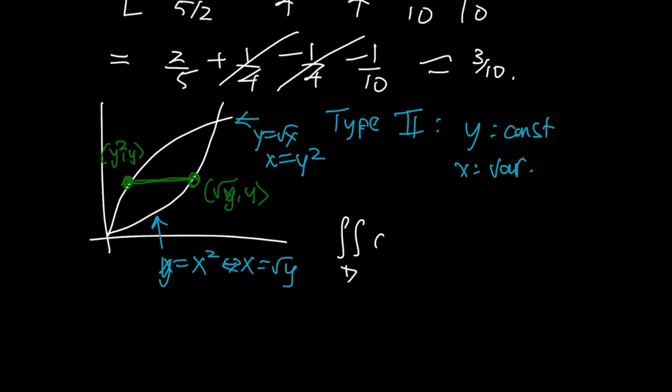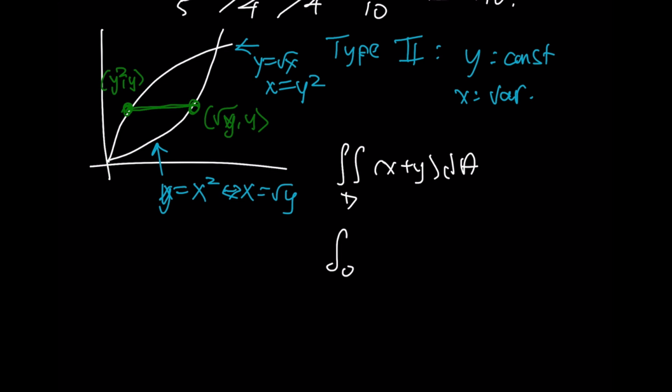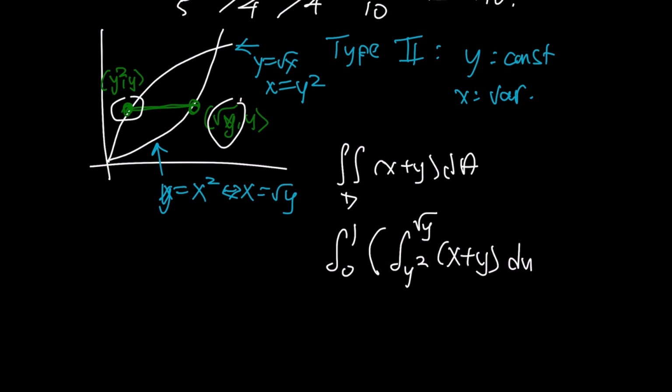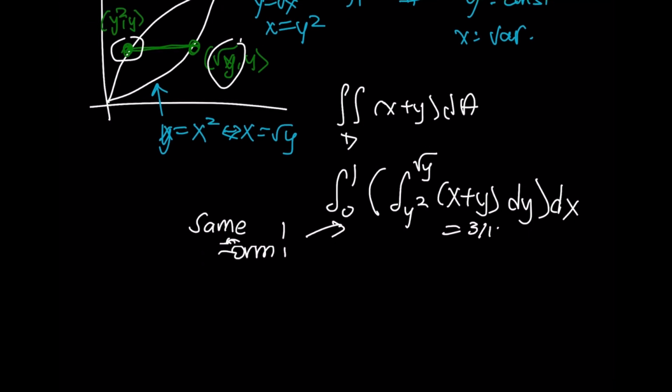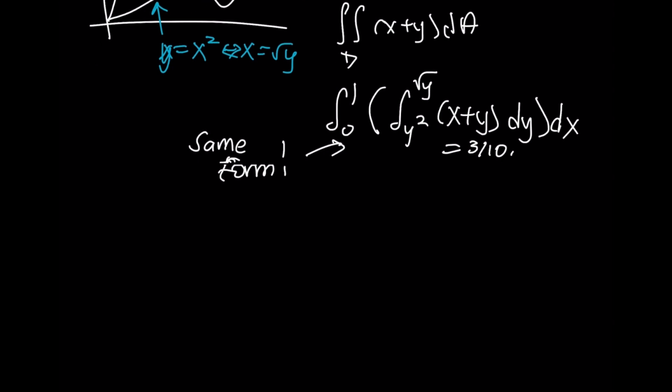So the integral over this region D has y as the outer integral and x as the inner integral. The smaller x value lives to the left, the larger x values live to the right. What we're going to have is exactly the same form of the integral that we encountered above. This integral is no different than what we had earlier, so we are going to get the same result of 3 over 10.